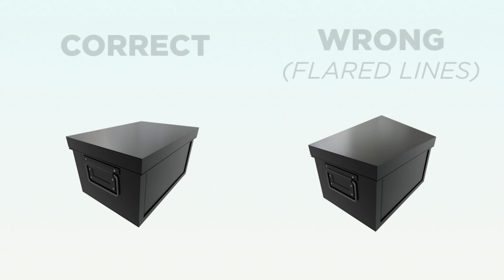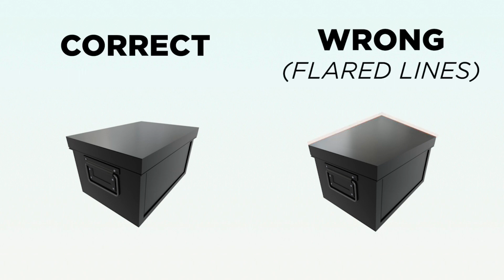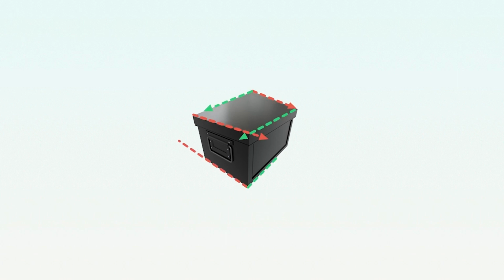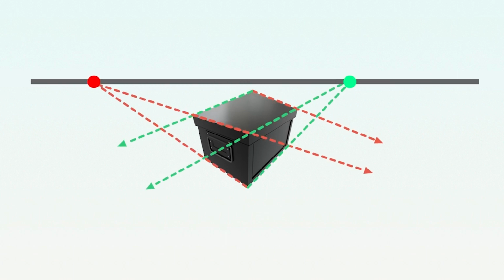Flared lines. Most likely, when people make this mistake, they have somehow flipped the rules of perspective. The perspective lines go behind their head or the camera, not the horizon line. Remember, what is closer and farther?